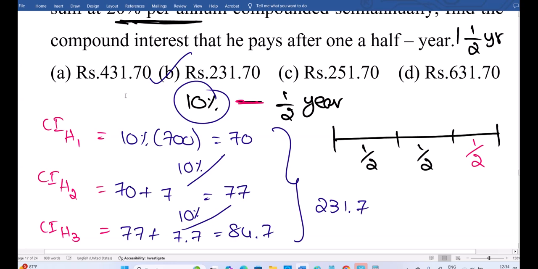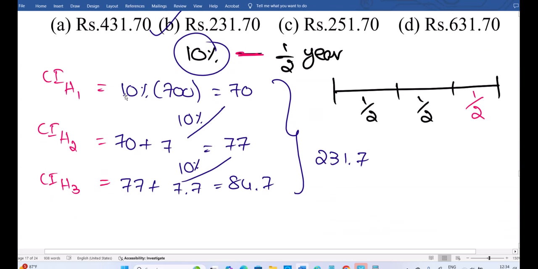No complication. Interest is calculated on principal. Compound interest is interest on the interest. The previous interest is 70; for that, if I take the interest on interest, that is compound interest. So for the previous interest, we have to take interest again. Then if we add everything, we get 231.7. Option B is the answer.